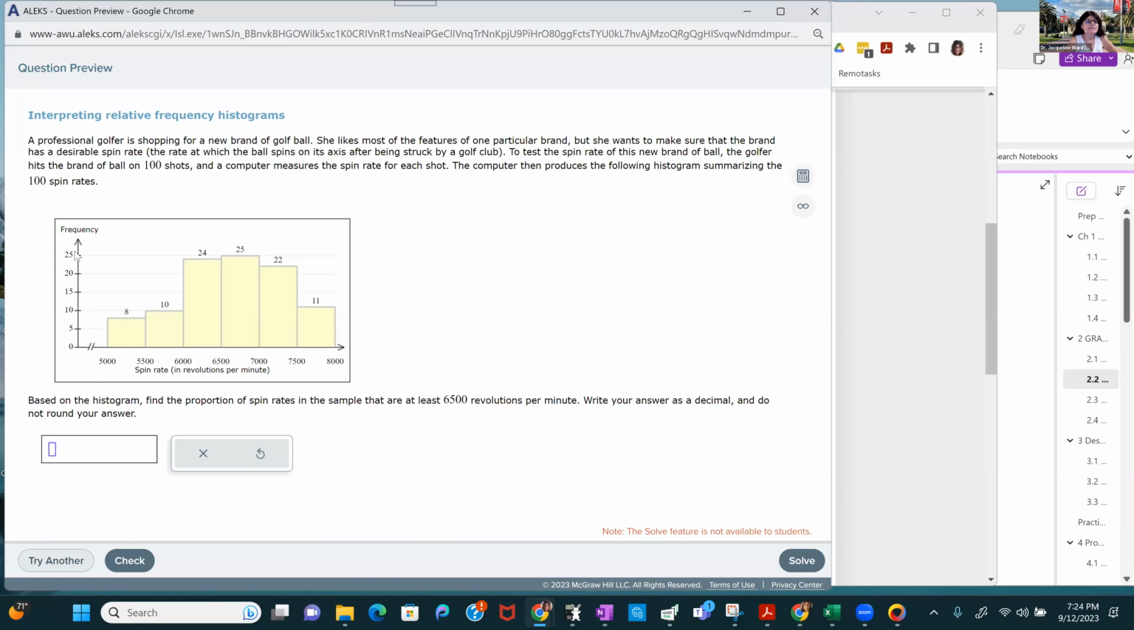Okay, so here's frequency. Again, the double hashtag there means that's not to scale. Because otherwise, if that length were 5,000, if you did it again, you'd be at 10,000, right? So they just condensed it, so we don't have to go out that far. And so notice on this axis, we have frequency, and then here's the spin rate in revolutions per minute. These are high. I had no idea golf balls spun that quickly. So there were 8 between 5,000 and 5,500 revolutions per minute. There were 10 shots that had a spin rate in between there, et cetera, et cetera. So if you added up all these numbers, you'd get the total 100.